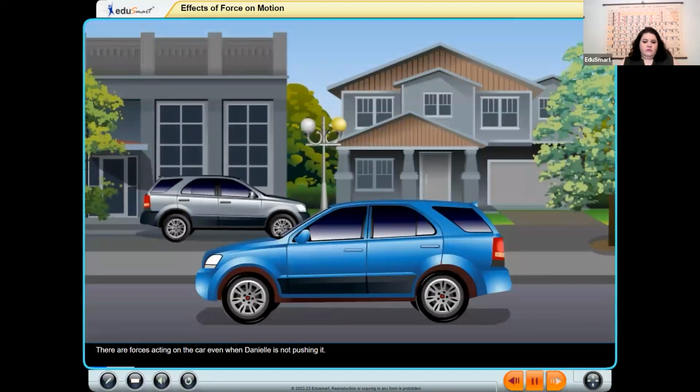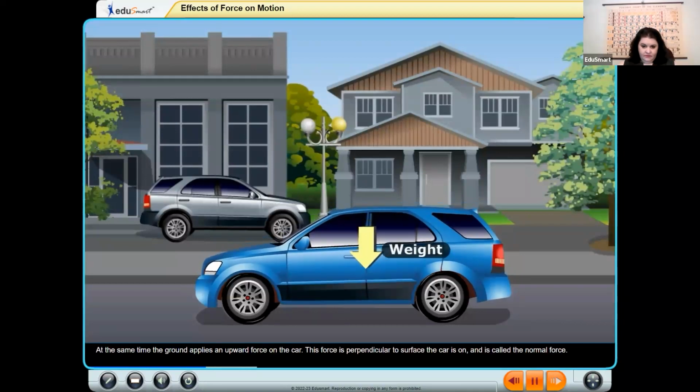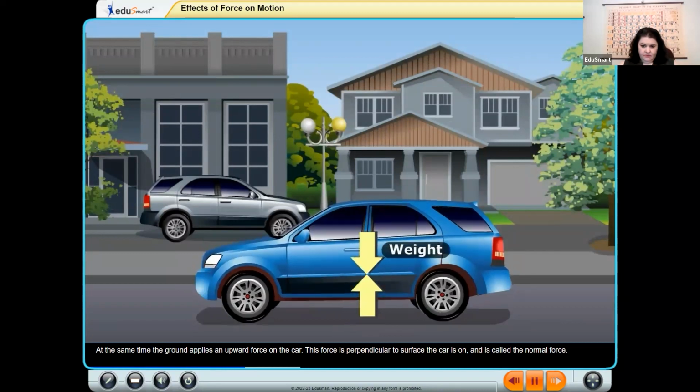There are forces acting on the car even when Danielle is not pushing it. The first force acting on the car is its weight, which pulls it downward. At the same time, the ground applies an upward force on the car. This force is perpendicular to the surface the car is on, and is called the normal force.